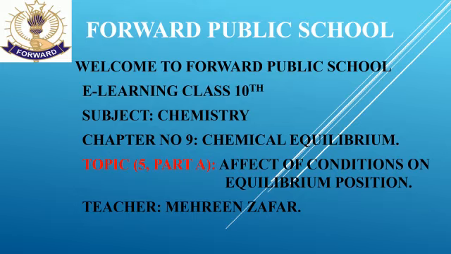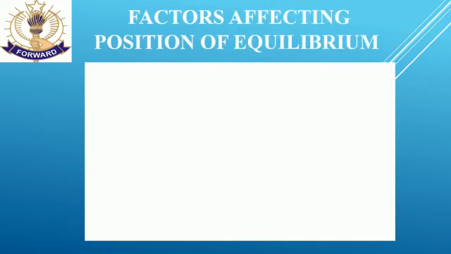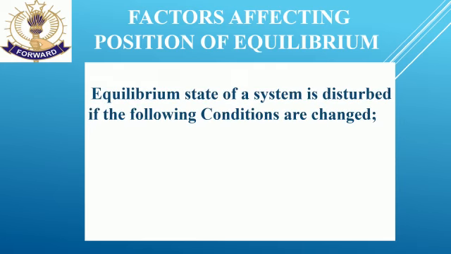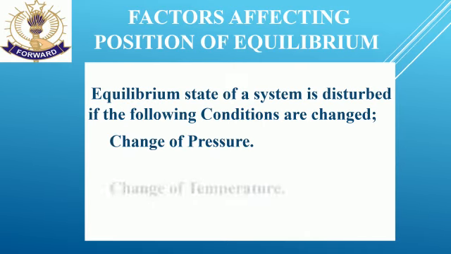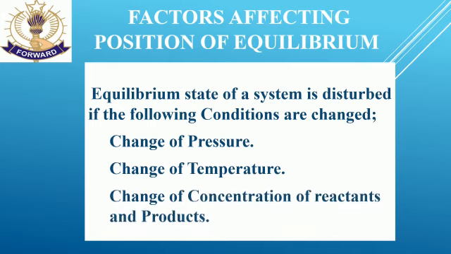Let's start our topic. Dear students, in the previous lecture, we have discussed some conditions which have effect on equilibrium. Now, in today's lecture, we will discuss how these factors affect position of equilibrium. So, equilibrium state of a system is disturbed if the conditions are changed. The conditions include change of pressure, change of temperature, and change of concentration of reactants and products. We will discuss these three conditions in detail.